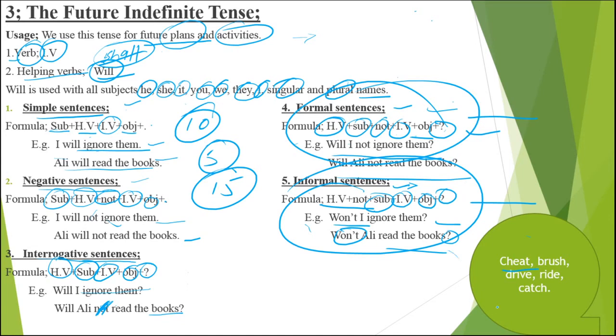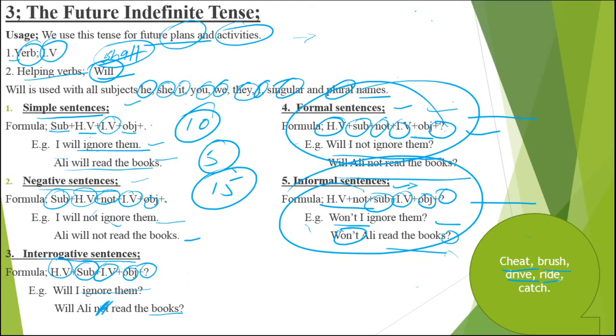He brushes teeth, he does not brush teeth, does he brush teeth, does he not brush teeth, doesn't he brush teeth, he brushed teeth, he did not brush teeth, did he brush teeth, did he not brush teeth, didn't he brush teeth, he will brush teeth, he will not brush teeth, will he brush teeth, will he not brush teeth, won't he brush teeth. Drive, I drive a car, I do not drive a car, do I drive a car, do I not drive a car, don't I drive a car, I drove a car, I did not drive a car, did I drive a car, did I not drive a car, didn't I drive a car.